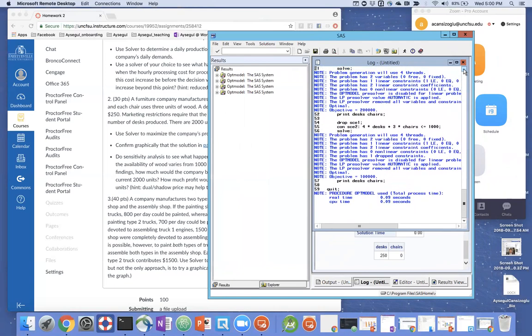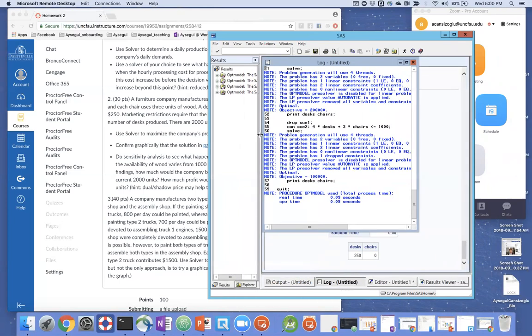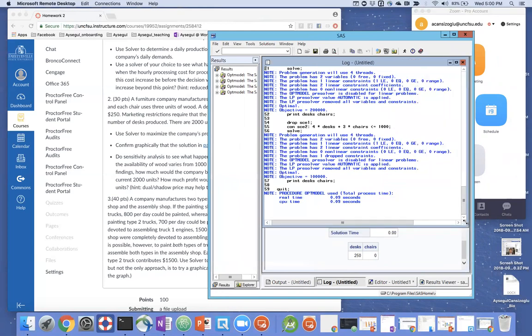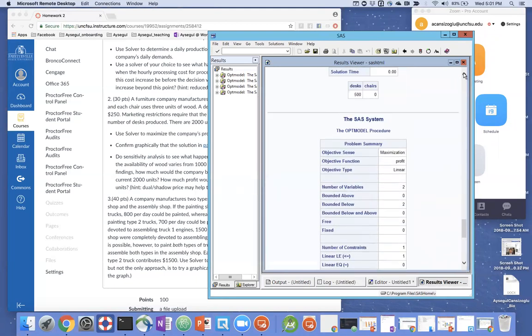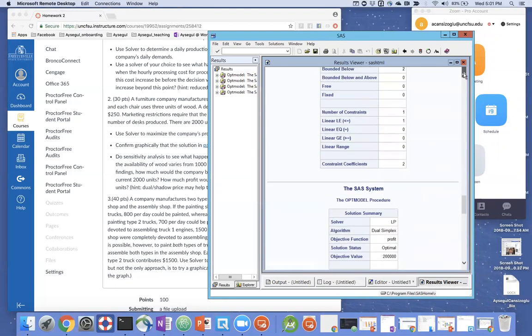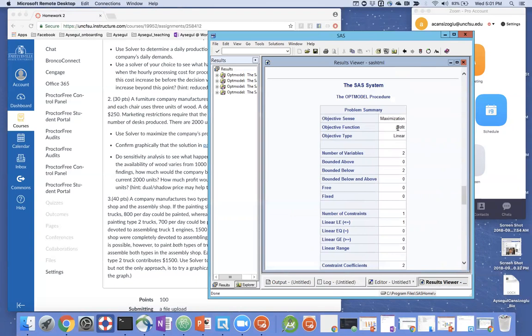First I'll always check the log because sometimes there are errors, and sometimes I may not remember the right syntax, so I always look at the log. The problem is solved, the objective function is here, then the second problem starts, and the objective function is here. Let's make sure that our problem is still defined the correct way, and for that I'll look at the problem summaries. Let's go to the first round. In the first problem, we have profit as our objective function.